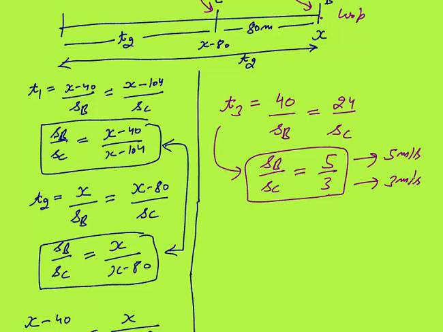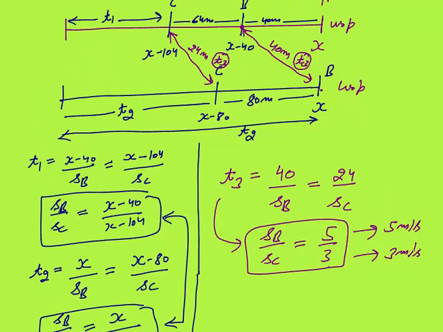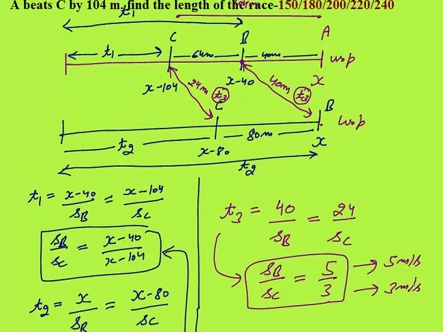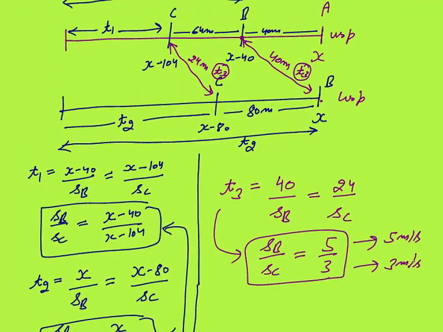5:3 is the ratio. You can assume any values. You can assume 10, 3, 50, 30 as per your convenience. For simplification, I have taken 5 and 3. Now you can put the values in the second equation I am solving.